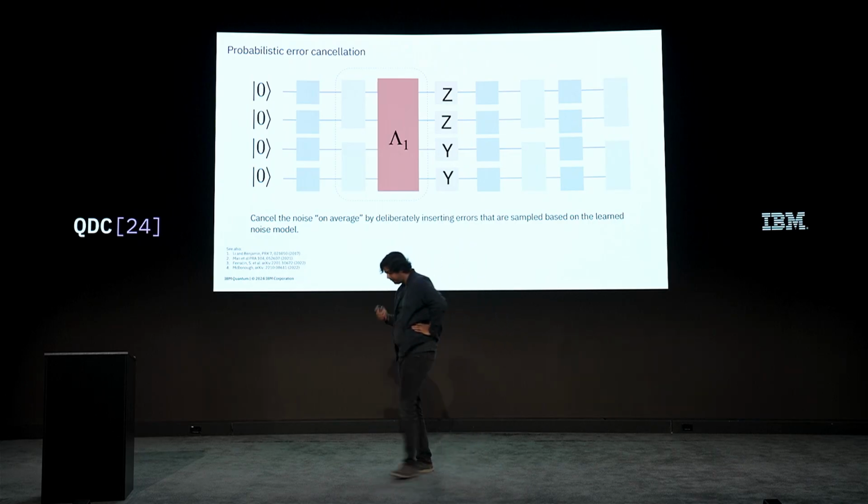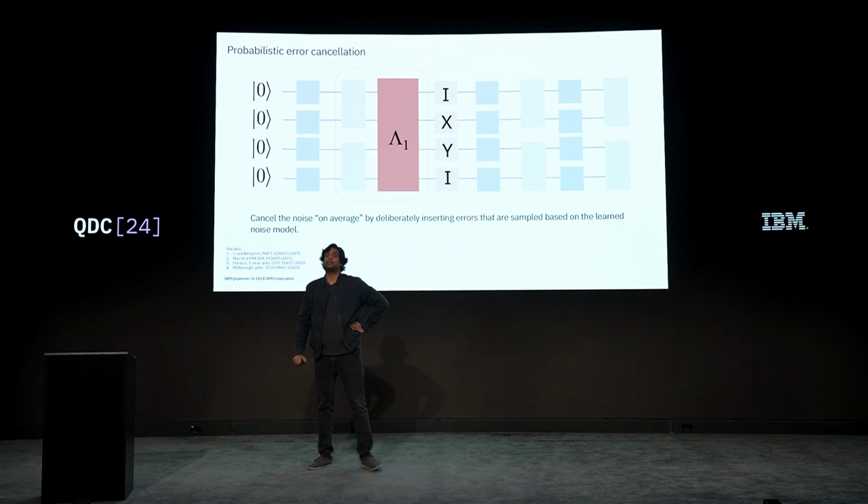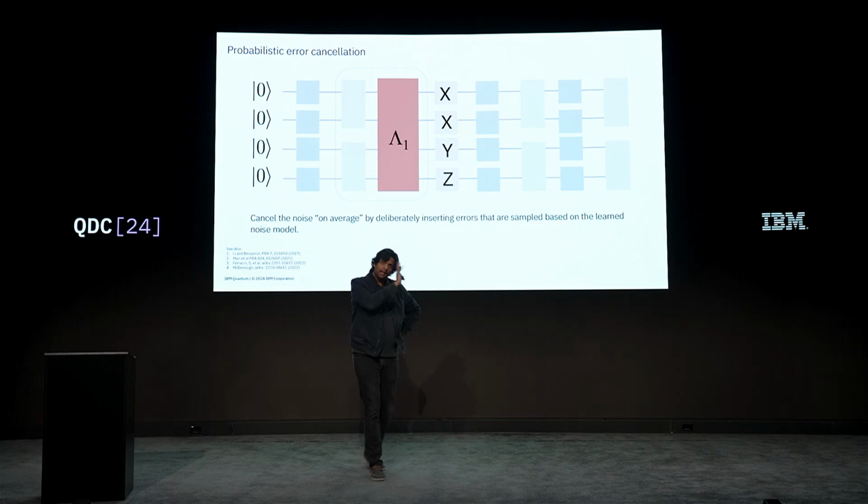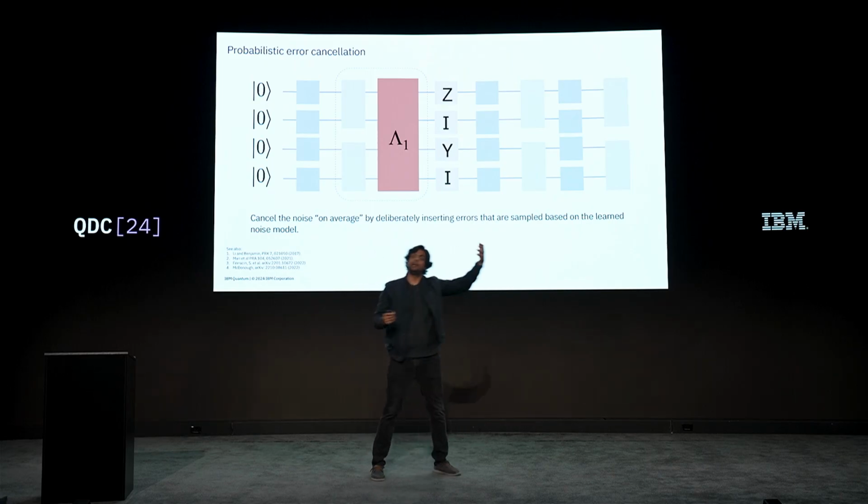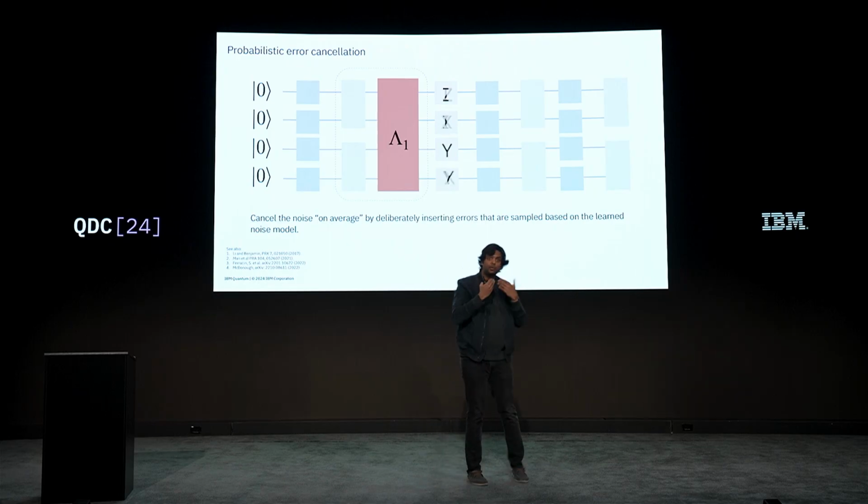And this is a really powerful method. Unlike zero noise extrapolation, where you don't have guarantees on the extrapolation, here, if you had a truly representative noise model, you can essentially get unbiased estimates. Okay?